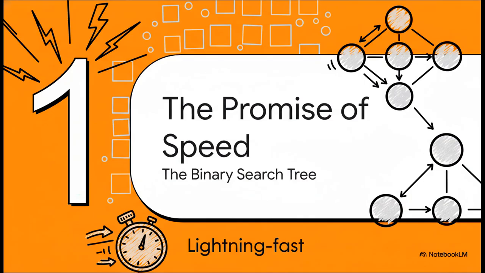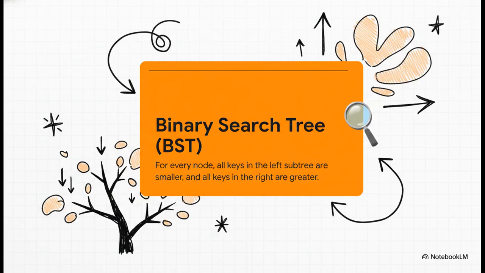So, to solve this problem of searching for things quickly, we got this incredible data structure called the binary search tree, or BST for short. You can think of it as the original hero of our story, a tool designed for one thing and one thing only, finding data at lightning speed. So what exactly is a binary search tree?